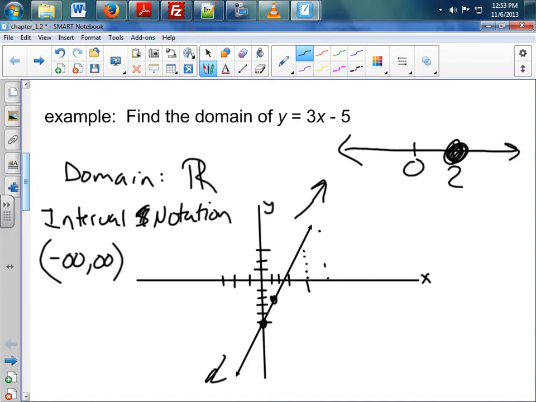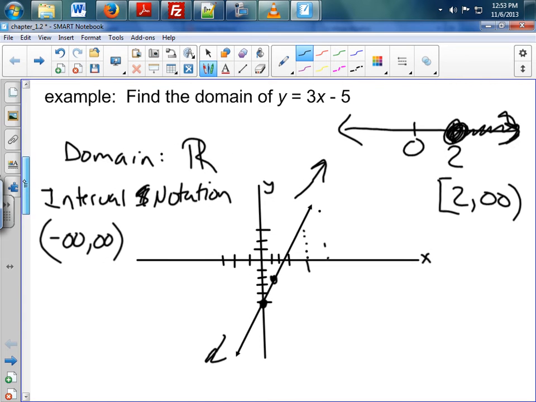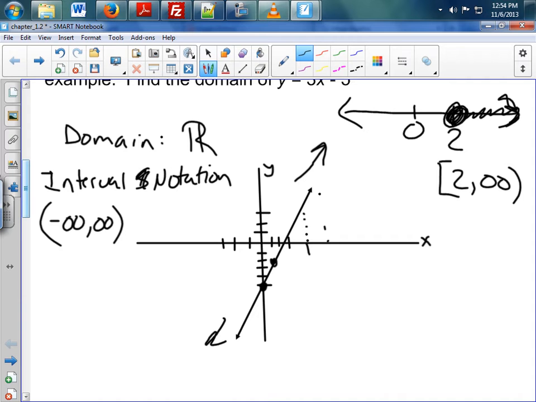I had a circle here colored in, and my graph went this way forever. The interval notation would be a bracket, because it's colored in, 2, and it goes to infinity like that. Remember doing that? Okay? So, it's pretty easy when the domain is all real numbers. And most of the time, you're going to get this. Well, maybe not most of the time. Okay, so the answer to this question would be negative infinity to infinity, the lazy 8s, snowman on their side, whatever you want to call them.